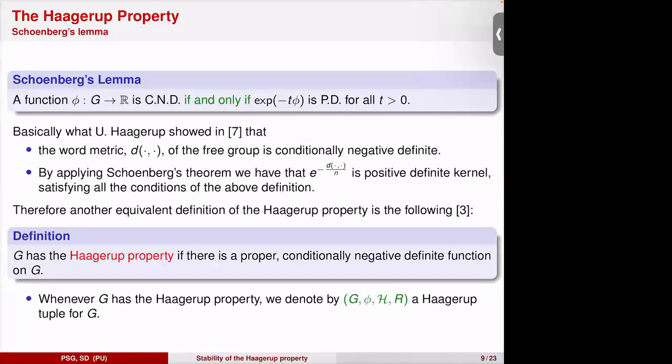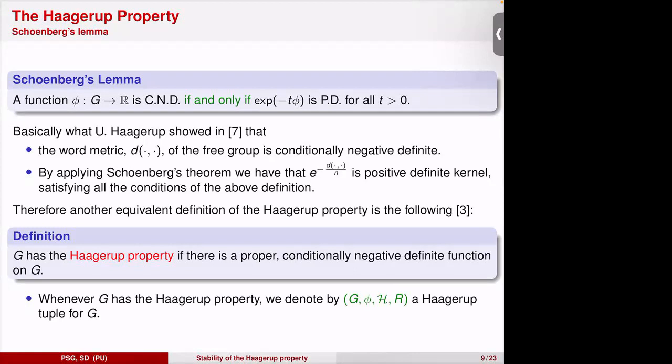What Haagerup showed is a bit more: on the free group, if you take the Cayley graph of the free group, that is a tree, the distance metric is basically conditionally negative definite. And using Schoenberg's lemma, you can have a different characterization of the Haagerup property. That is, a group has the Haagerup property if on that group you can define a proper conditionally negative definite function.